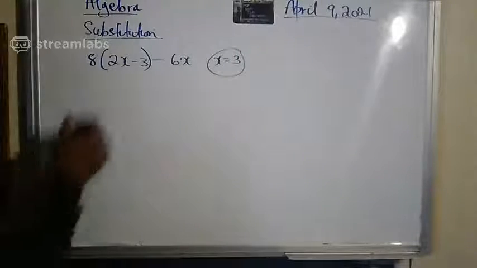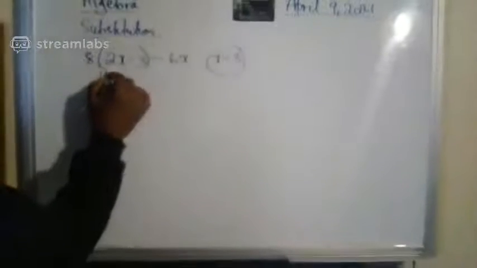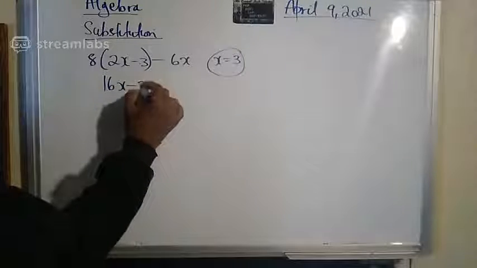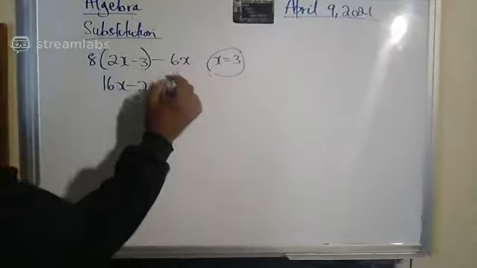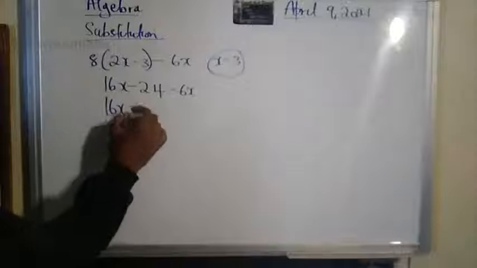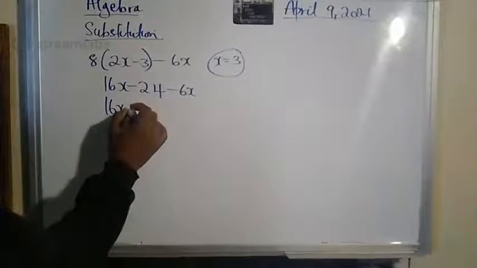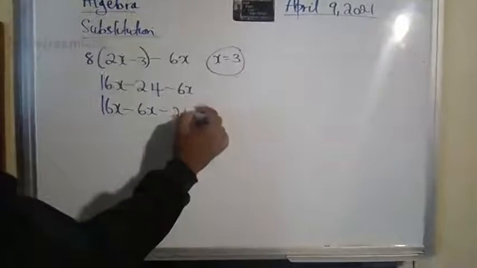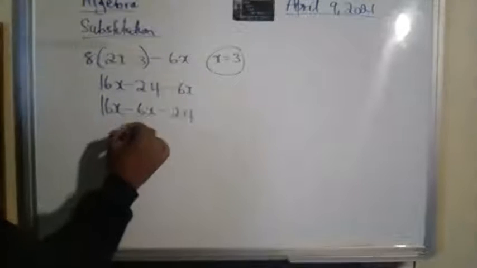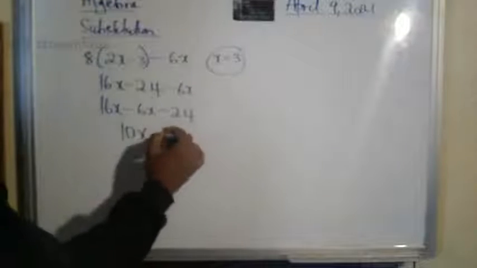So let us expand the bracket. So 8 times 2x would be 16x. 8 times negative 3 is negative 24. And this is minus 6x. So we're going to group the like terms. So it's 16x. Remember the sign that is in front of it must come with it. Minus 6x, minus 24. So now we have 16x minus 6x, we are left with 10x minus 24.